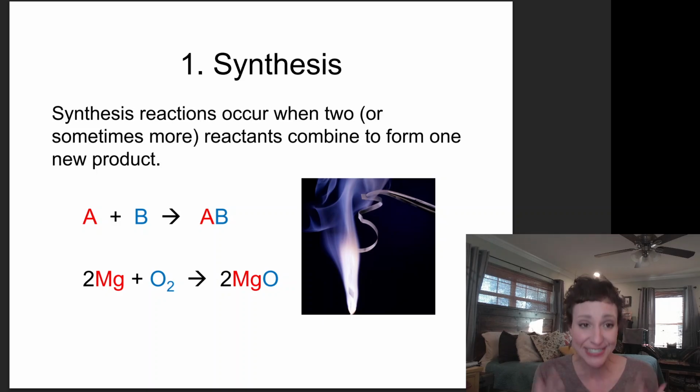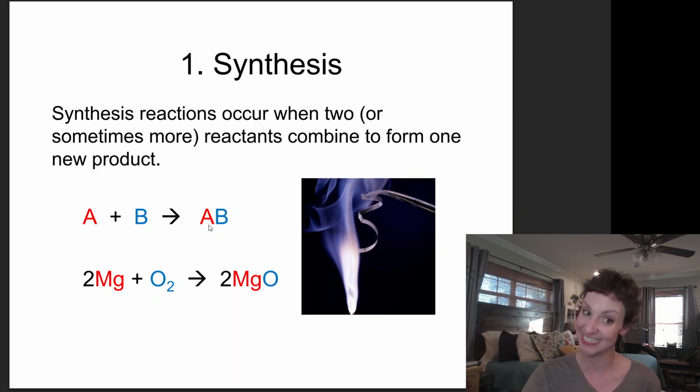Okay, in chemistry terms, a synthesis reaction occurs when two, or sometimes even more, reactants combine to form one new product, okay? And here's my reds and blues again. So here's an example of a metal A plus a nonmetal B creates a compound, an ionic compound, if I have a red thing and a blue thing. And yes, remember the red metal is always written first.